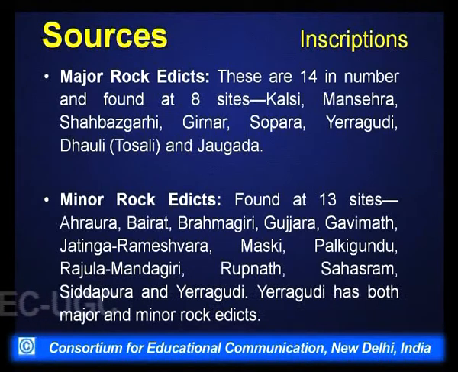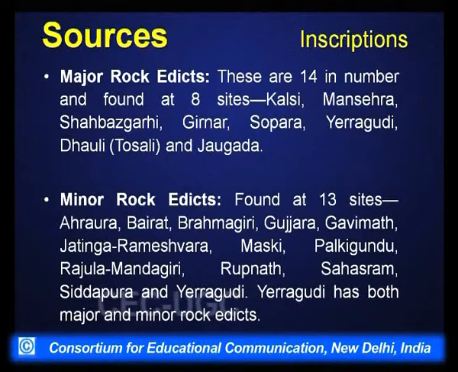Now, as far as pillar edicts are concerned, they can be considered an appendix to both the rock edicts, major as well as minor, because those pieces of information which could not be included in major or minor records, or which at a later stage the emperor thought necessary to spread among the masses, he put out through those pillar edicts, and these pillar edicts have information which is not there in minor and major rock edicts.